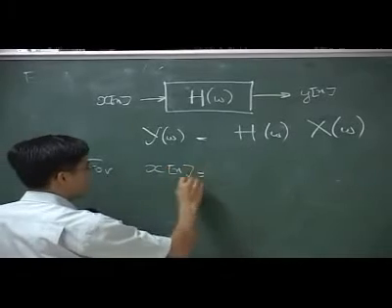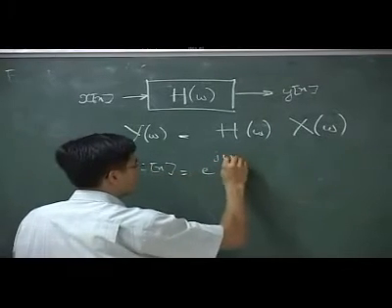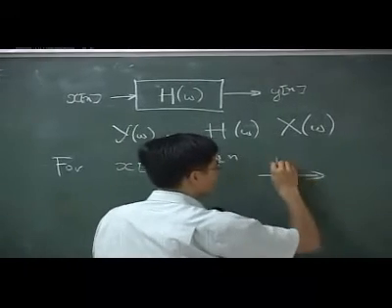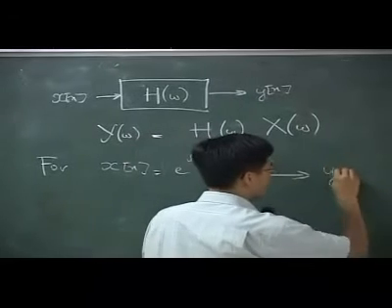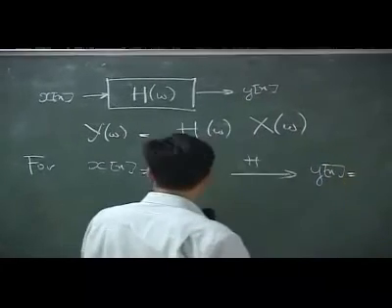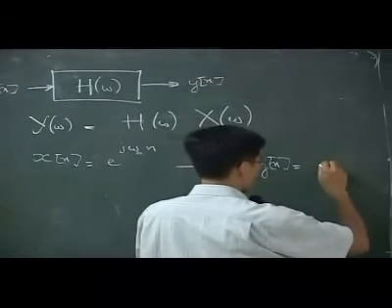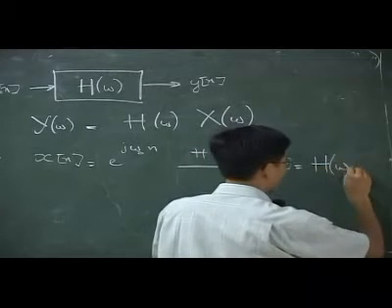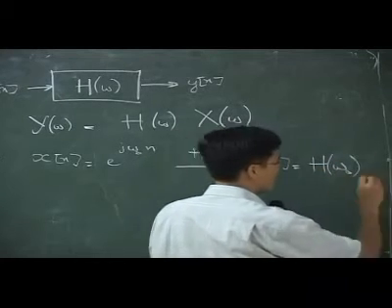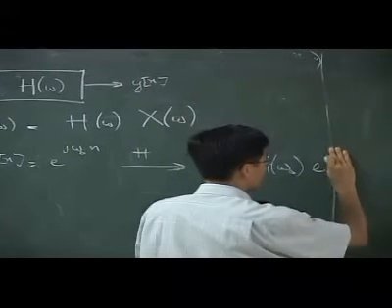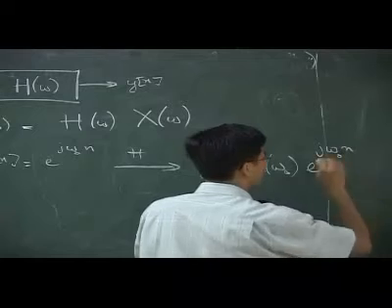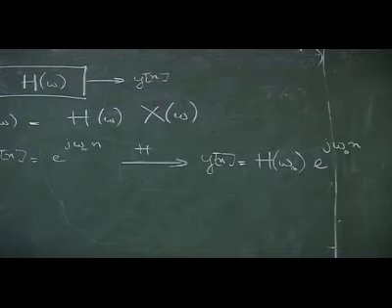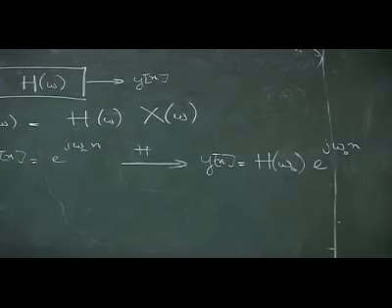x[n] equal to e^{jω₀n}, so some sequence like this. Then moving through H, we get y[n] equal to H(ω₀) times e^{jω₀n}. Okay. So these are the two theorems we proved the first day.